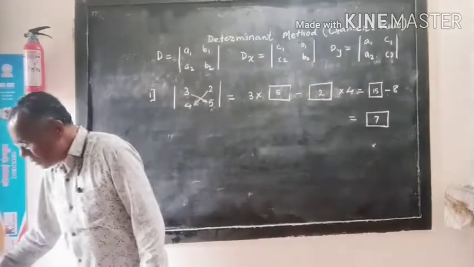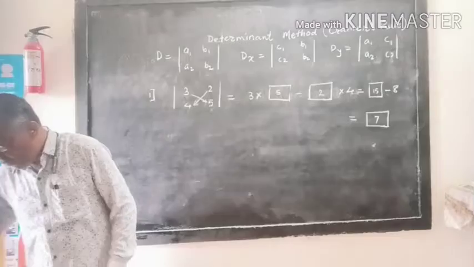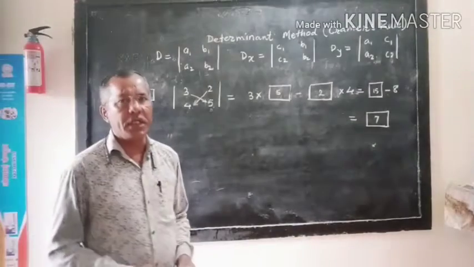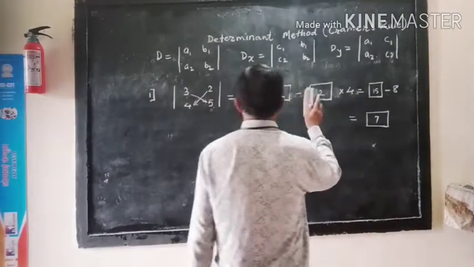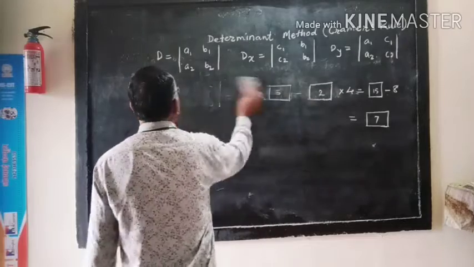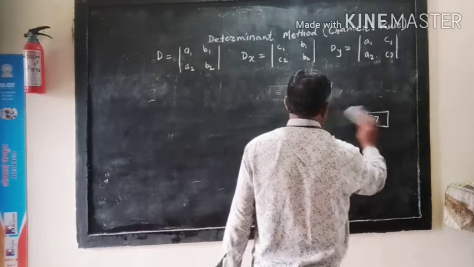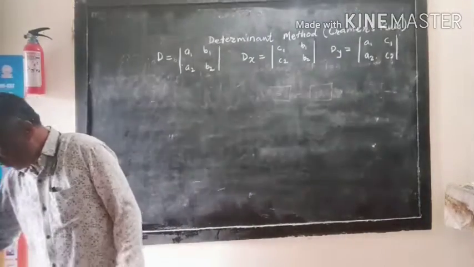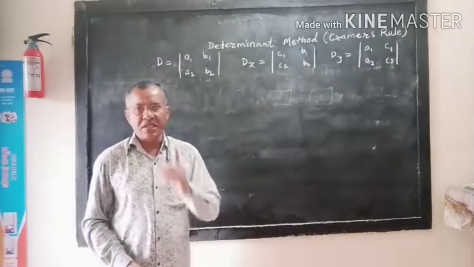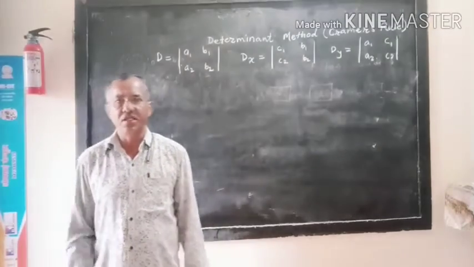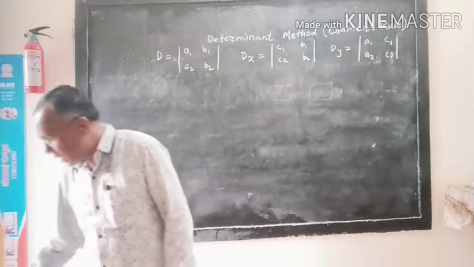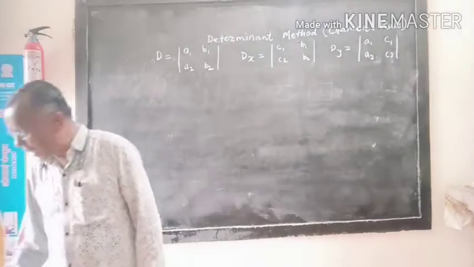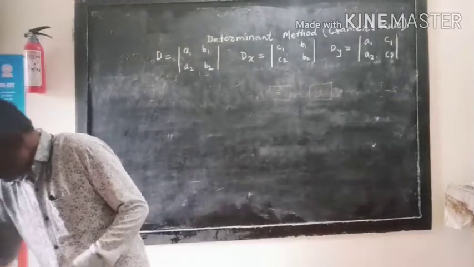Now we will continue the next example. Find the values of the following determinants. It is the second example of exercise 1.3. And the first example is right here.